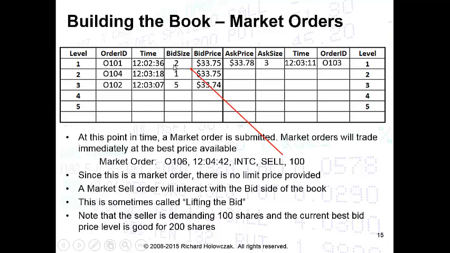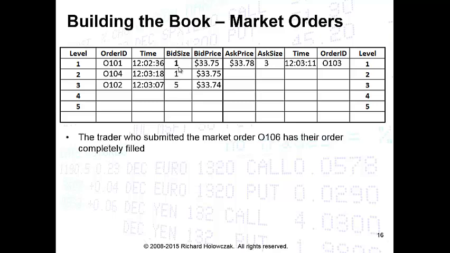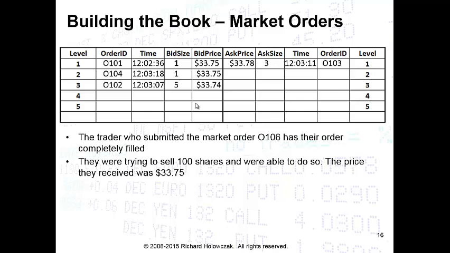Just do it quickly again. We have 200 shares on the bid. We do a market sell of 100 shares. We lift 100 shares out of the book, and we're left with 100. The trader who had submitted that market order, order number 106, has their order completely filled. They were looking to sell 100 shares, and they certainly did. They sold it for 33.75, and they go away happy.